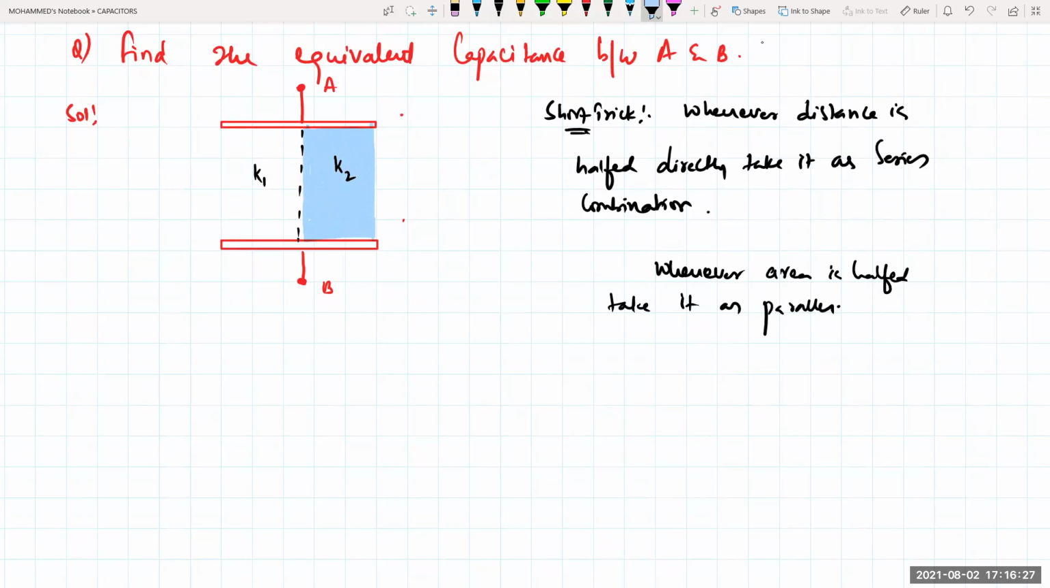Sir, so when the distance is half, we have to take it as series, and when the area is half, we have to take it as parallel, sir. Exactly.